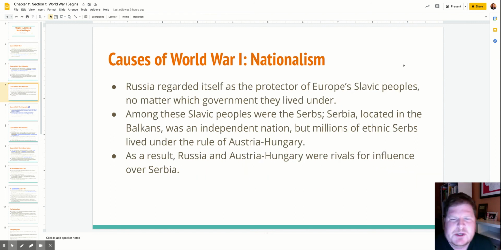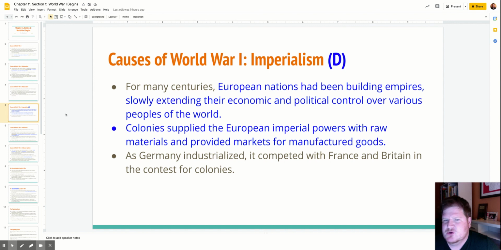Russia is one of those countries in Europe that regarded a lot of different peoples and ethnic groups. One of them was the Slavic people. The Slavic peoples were the Serbs from Serbia, located in the Balkans. But millions of ethnic Serbs actually lived under Austria-Hungary rule. As a result, Russia and Austria-Hungary were rivals over the country of Serbia.